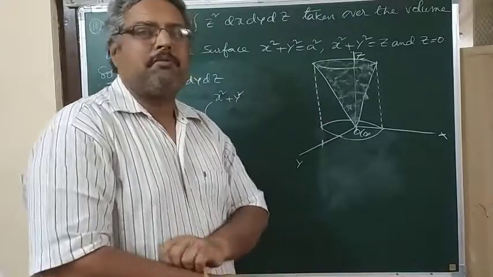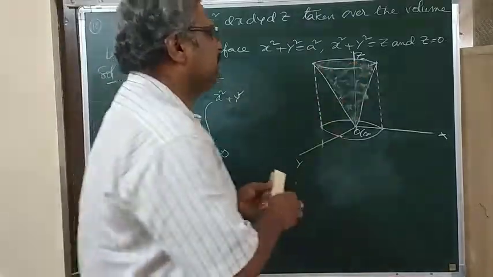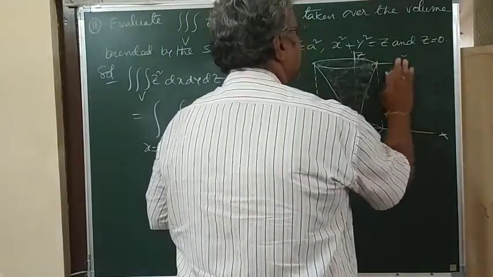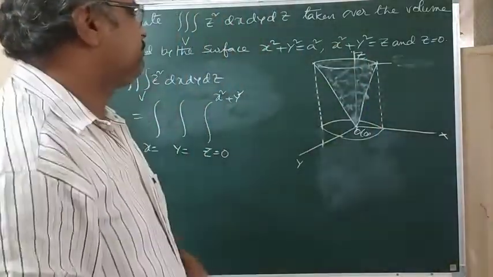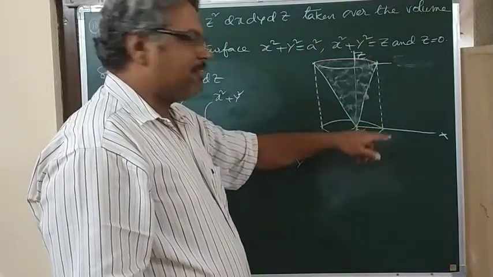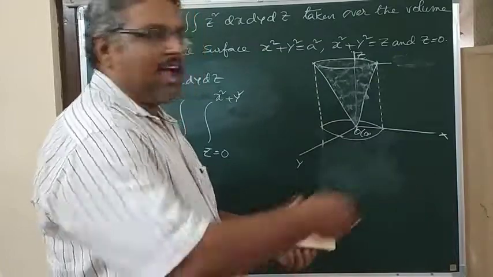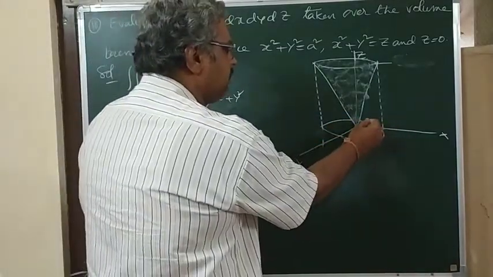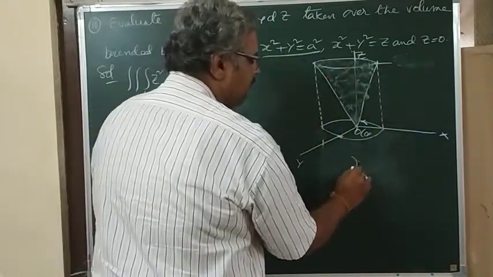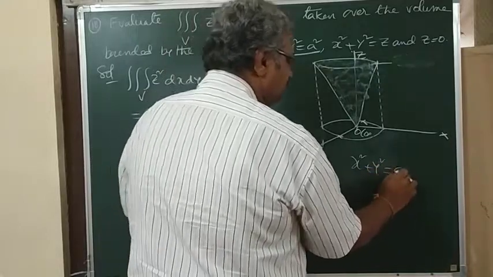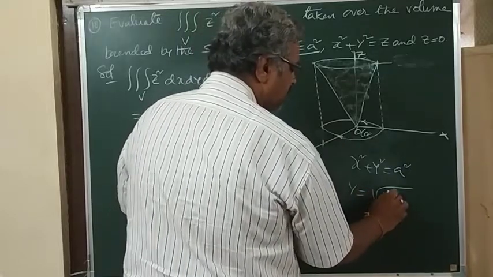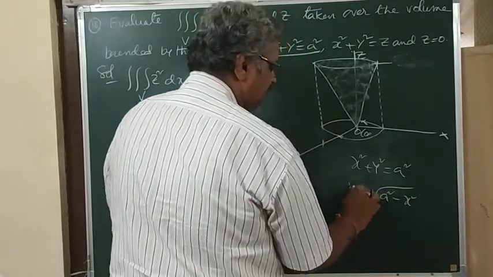Now coming to two dimensions. The upper part is x square plus y square equals a square. In two-dimensional geometry, the projection on the xy plane is a circle. Now along the y axis, the lower curve is x square plus y square equals a square. From this one, y equals square root of a square minus x square with plus sign and negative sign.